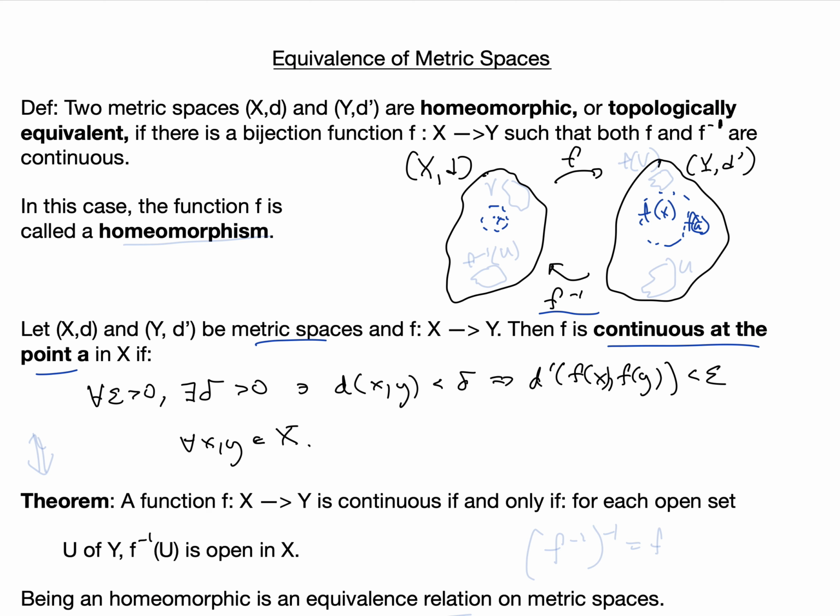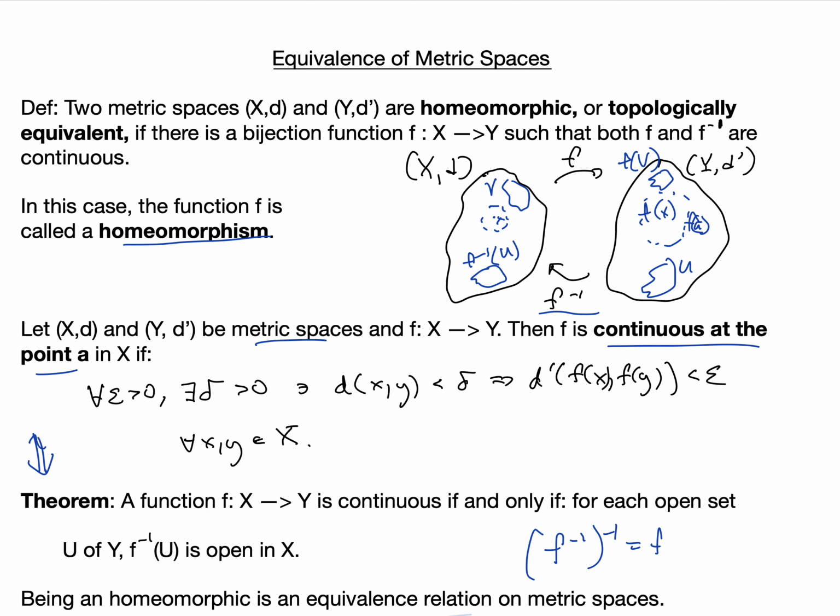Or we could also use the alternative definition of continuity. We showed that this is logically equivalent previously by a theorem, that a function f mapping X to Y is continuous if and only if for any open set U in Y, f inverse of U is open in X. And because f inverse is also continuous, note that the inverse of f inverse is just f again. So if f is a homeomorphism, then for any open set, say V in X, f of V is open in Y.